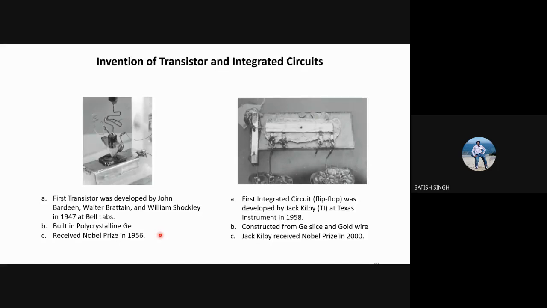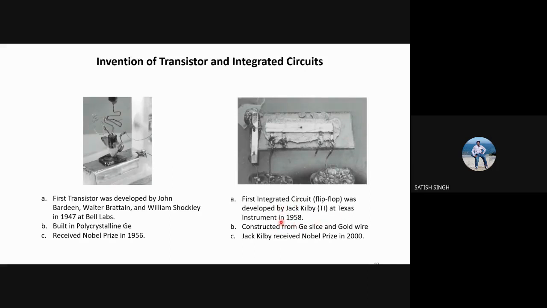Then you can look at another device, which is our first integrated circuit. This particular device is your first integrated circuit. They tried to make a flip-flop circuit built on the same germanium slice. This was made by a scientist named Jack Kilby. Jack Kilby is the scientist who made the first IC, at Texas Instruments, somewhere around 1958.